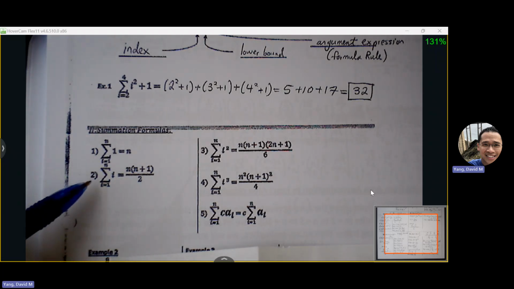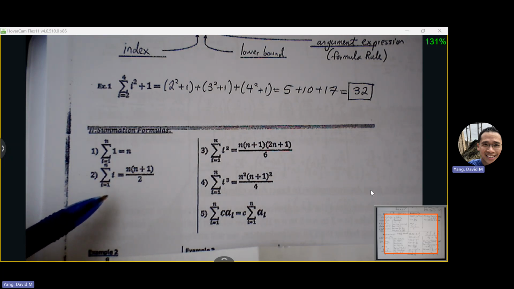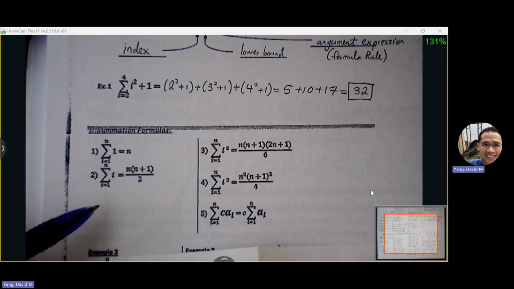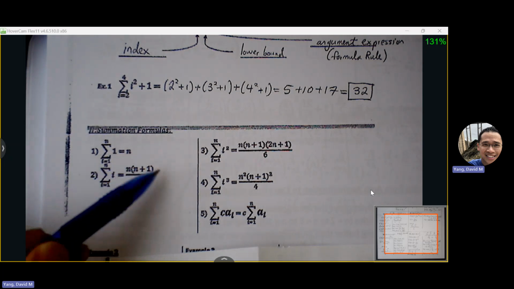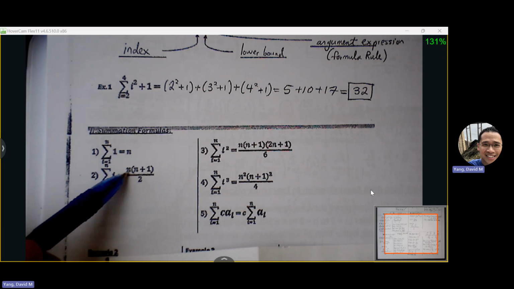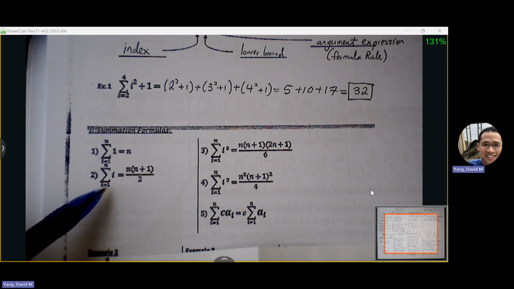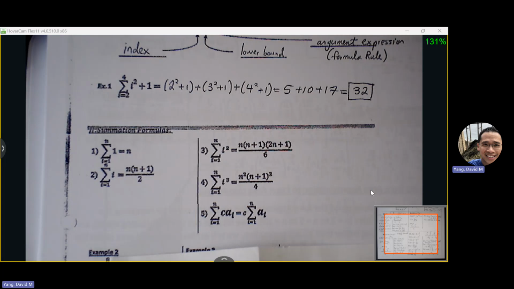The second rule says, what if I have the summation of i starting with 1? So 1 plus 2 plus 3 plus 4 plus 5, all the way to n, whatever the n value is. Rather than adding all those terms up one by one, the shortcut is take the upper bound, multiply by one value above the upper bound, divide it by 2, and that will be the sum, rather than adding up 1 plus 2 plus 3 all the way to whatever that n value is.